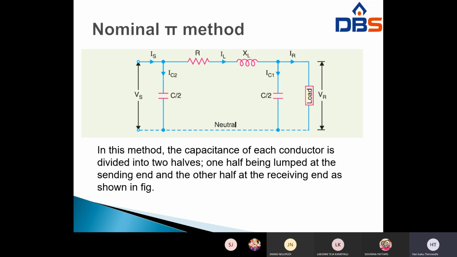Next class we discuss about the problems, and also we derive the ABCD parameters of medium transmission lines. Determination of ABCD parameters for short transmission line and medium transmission line for nominal T, nominal pi. That is the most important one.